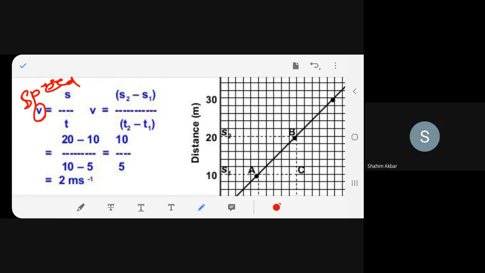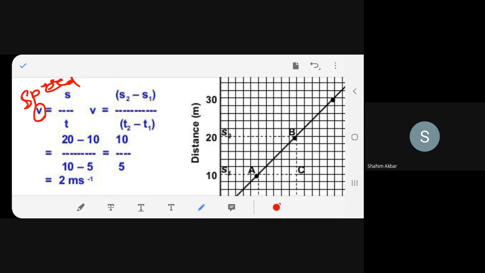Now V is equal to what? V is equal to speed, I know, but I want you to tell me the formula. Speed is equal to distance upon time. And what is distance, beta? It is denoted by S. Speed is denoted by V and distance is denoted by S.